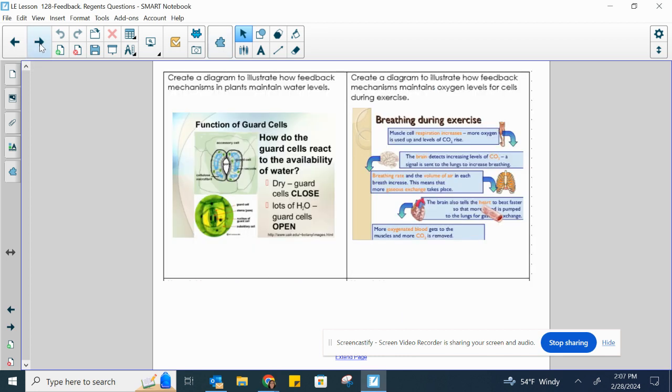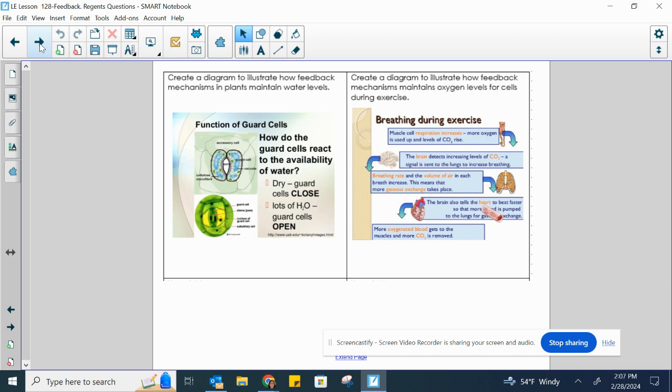On the back, I'm giving you a task to create a diagram to illustrate how feedback mechanisms in plants maintain water levels. So think about the guard cells. We looked at the guard cells of our wandering Jew. And so how do the guard cells react to the availability of water?